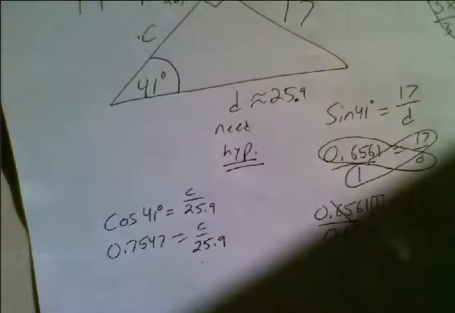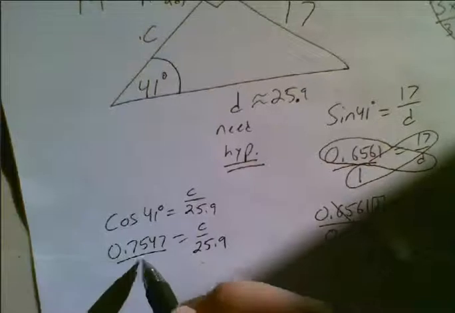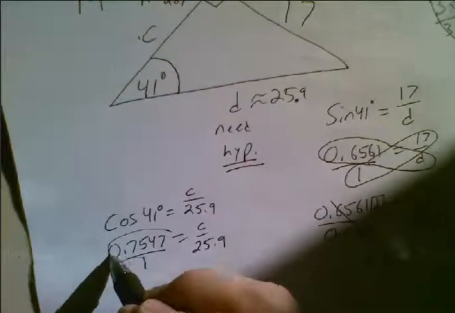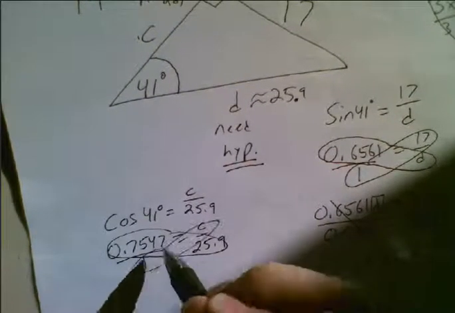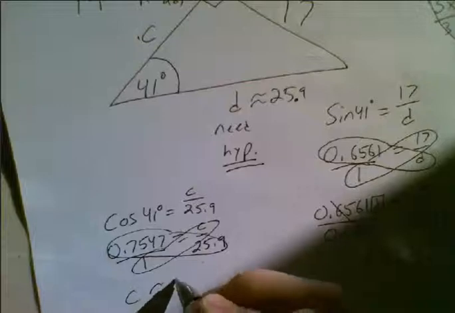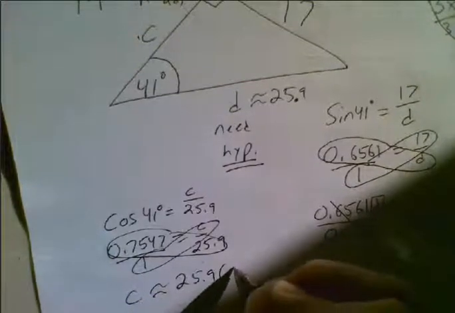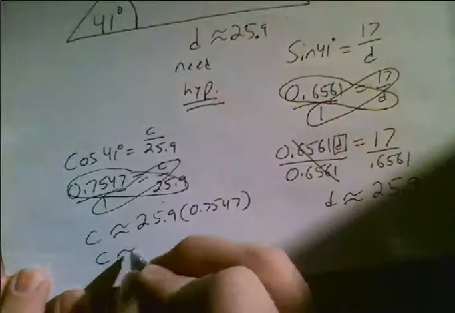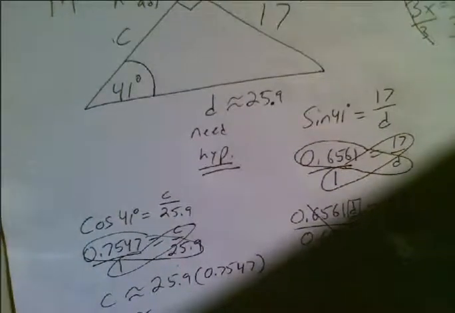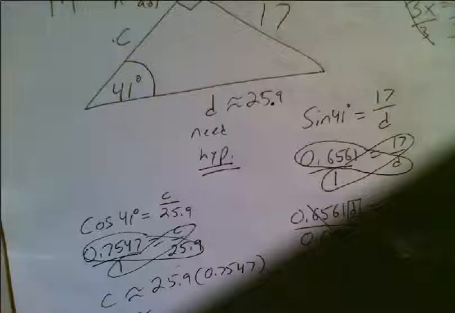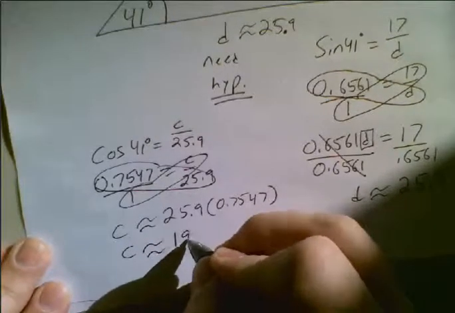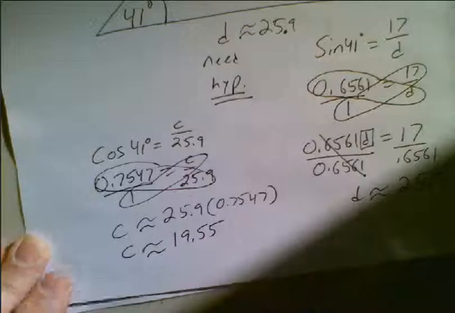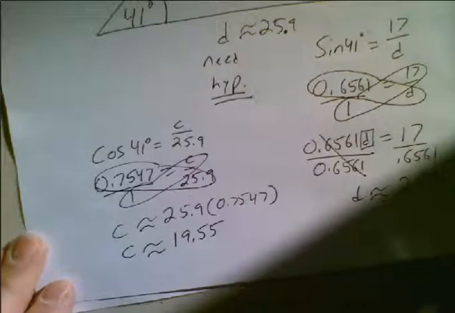And again, so we don't fall into the trap, I'm just going to follow the cross multiplication trick, procedure, whatever you want to call it. And I get C is approximately whatever 25.9 is times 0.7547. Okay, so C is approximately times 25.9. I get, when I put that in the calculator, about 19.55. Okay, it's 19.6, whatever you want to call it.